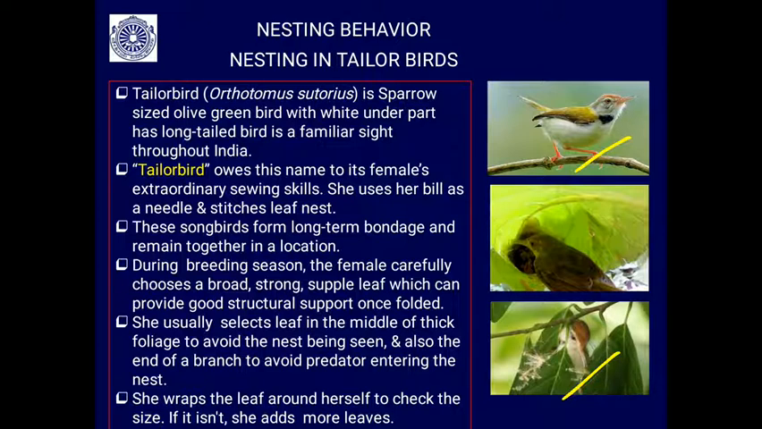She usually selects a leaf in the middle of thick foliage to avoid the nest being seen, and also at the end of a branch to prevent predators from entering the nest. So the place where she builds the nest is such that it should not be seen easily by anybody, so that it does not get disturbed, and also to avoid predators. She then wraps the leaf around herself to check the size. If it is not of proper size, she adds two or more leaves.